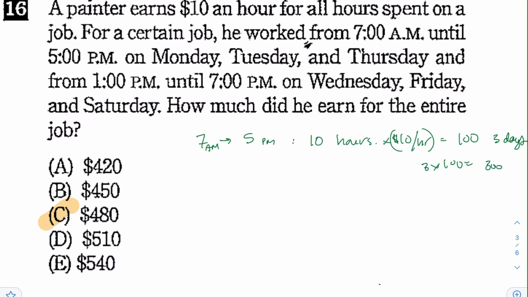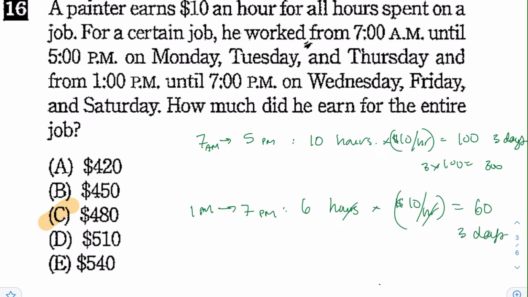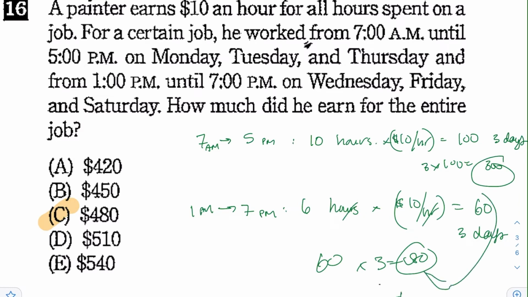Then for the other part, he worked from 1 p.m. to 7 p.m. So that's 6 hours. If you multiply these 6 hours by $10 an hour, you get 6 times 10 or $60. And this is for 3 days. So we have to do 60 times 3, which is 180, and add that to the 300 to find the total, which will be $480. Choice C.